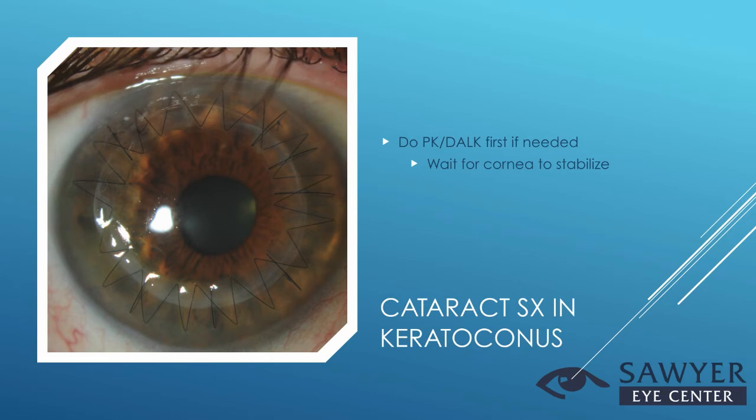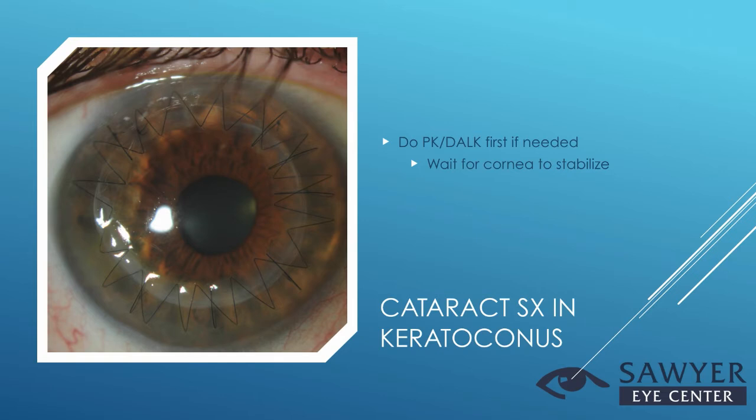Now, if a patient's cornea is bad enough to need a penetrating keratoplasty, I like to do this staged. I like to do the penetrating keratoplasty first and then wait till I'm done removing sutures and have stabilized that cornea before coming back for the intraocular lens for the cataract surgery.